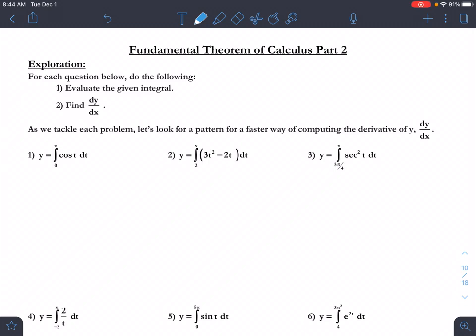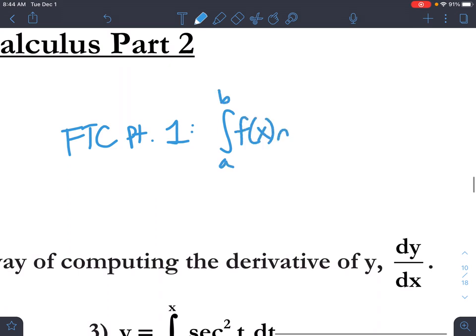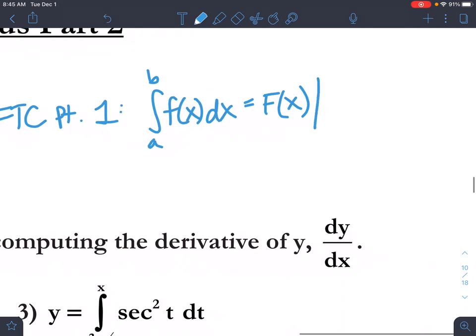Hey everyone, so today we're going to work on Fundamental Theorem of Calculus Part 2. If you forgot what Part 1 is, that is just this general idea, a very important idea: if we take the antiderivative of little f of x, and we say capital F of x is that antiderivative from a to b, we get F of b minus F of a.